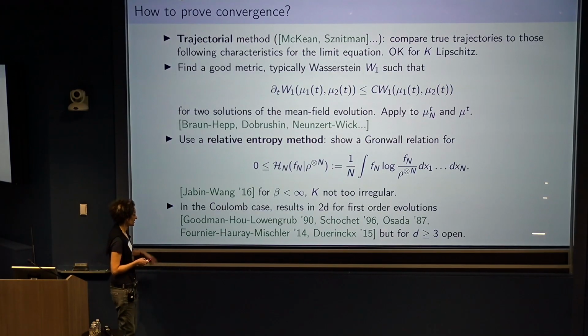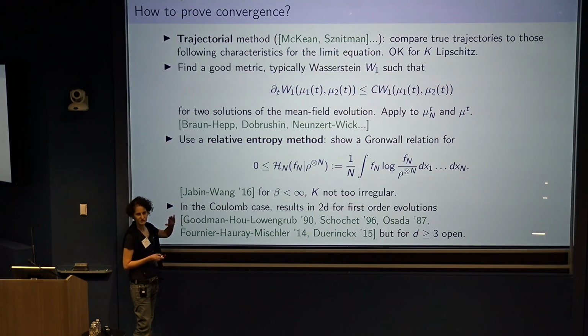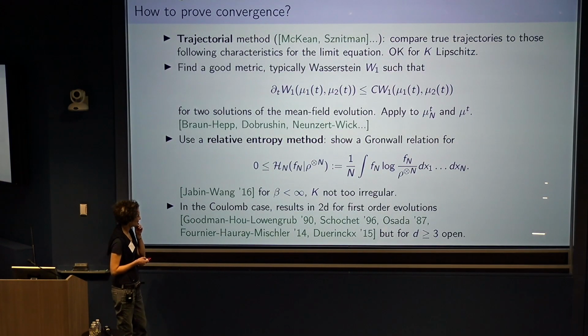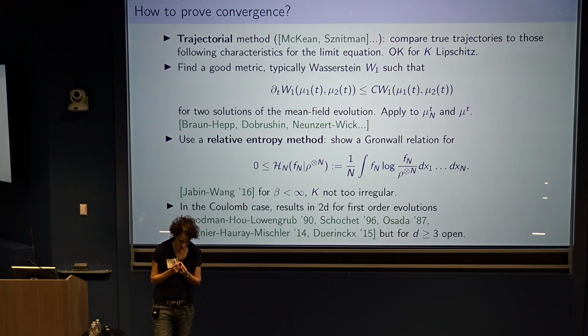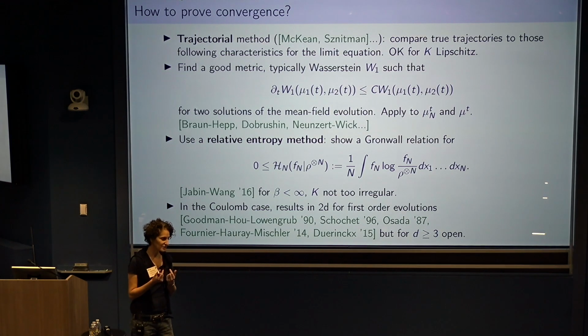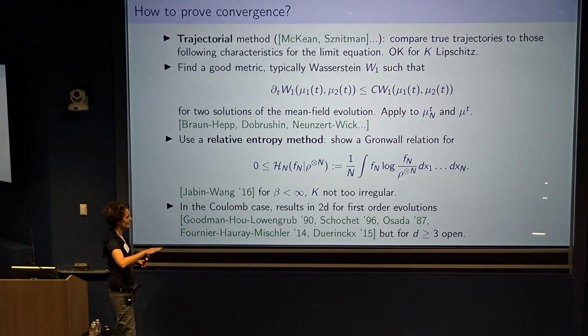And in the Coulomb case, so I said there was practically not much in the Coulomb case, except 2D, because 2D is very special. In 2D, the Coulomb interaction is the log. And the log is barely singular, right? So you can sort of pass to the limit by hand in the nonlinear terms. And this is what was done.